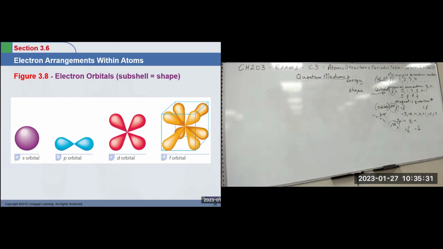Let's see. One second. Let's see if I'm going to use it. I don't see it. Okay, it's not in the slide, so I'm going to write it on the board.